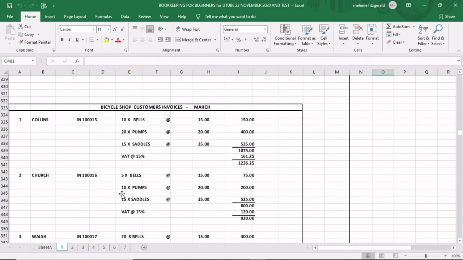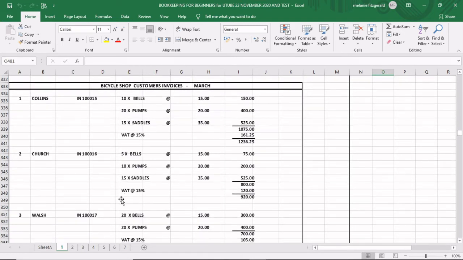Now, we have some customers. We just put in the stock and the customers are already knocking on our door. Wow, we're doing well. Okay, so Mr. Collins, Mr. Church, and Mr. Welsh are customers. They came and bought some stock from us. Let's start with Mr. Collins. He came and bought 10 bells from us at $15 each.